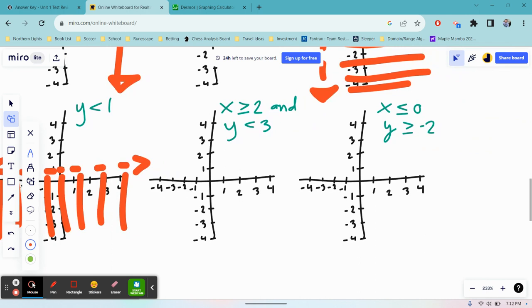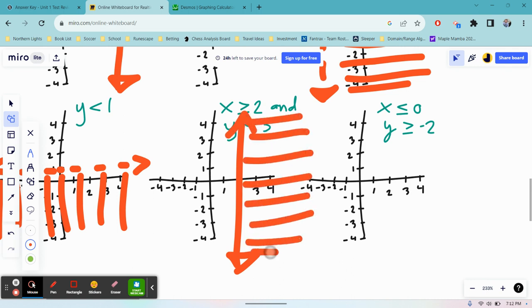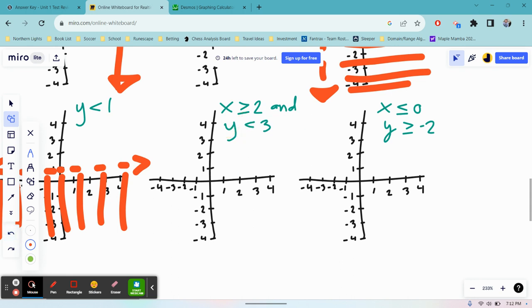Now, a couple of systems that work like that. X is greater than or equal to 2. So there's my first line. And then, crap, I just drove straight through a second. And then y is less than 3.